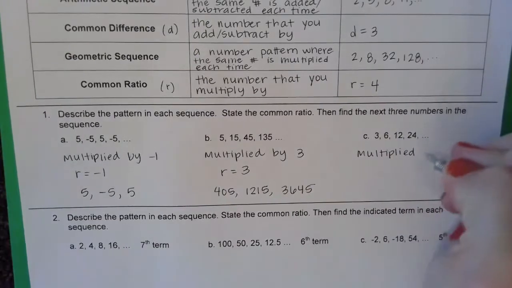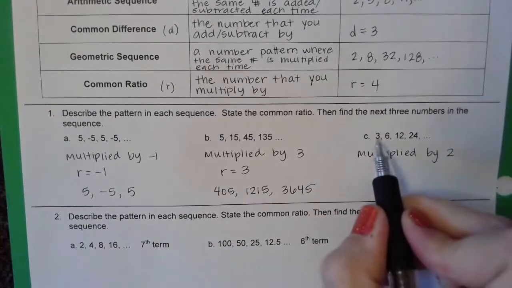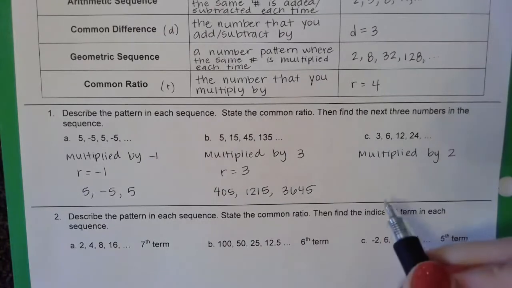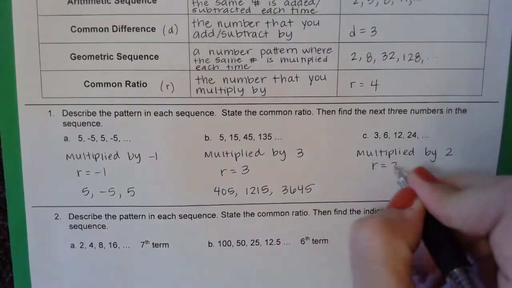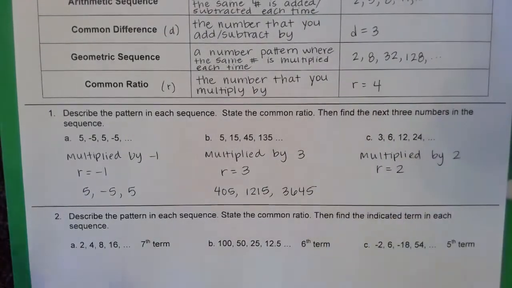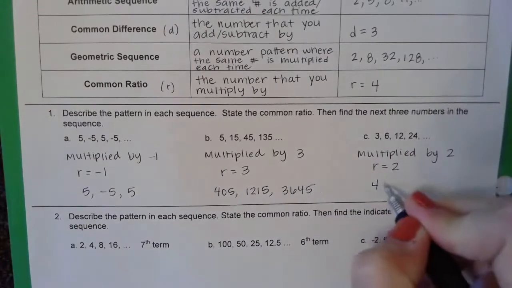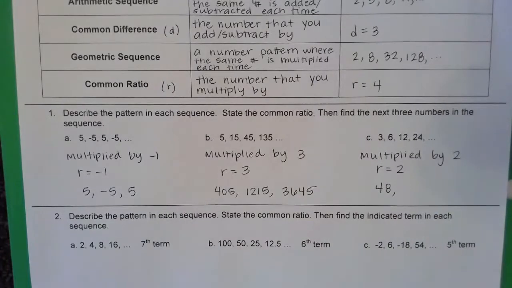So on this last one, the pattern is that it's being multiplied by 2, because each number times 2 gives you the next number in the list. So my common ratio is positive 2. And then to find the next 3 numbers in the list, I would take the last one that they gave me, which was 24, and I would times that one by 2, so I would get 48.